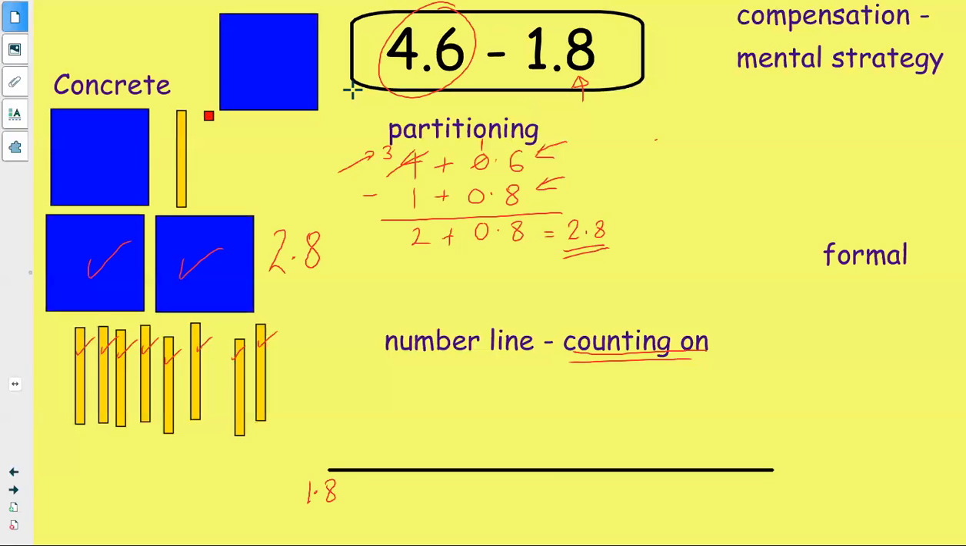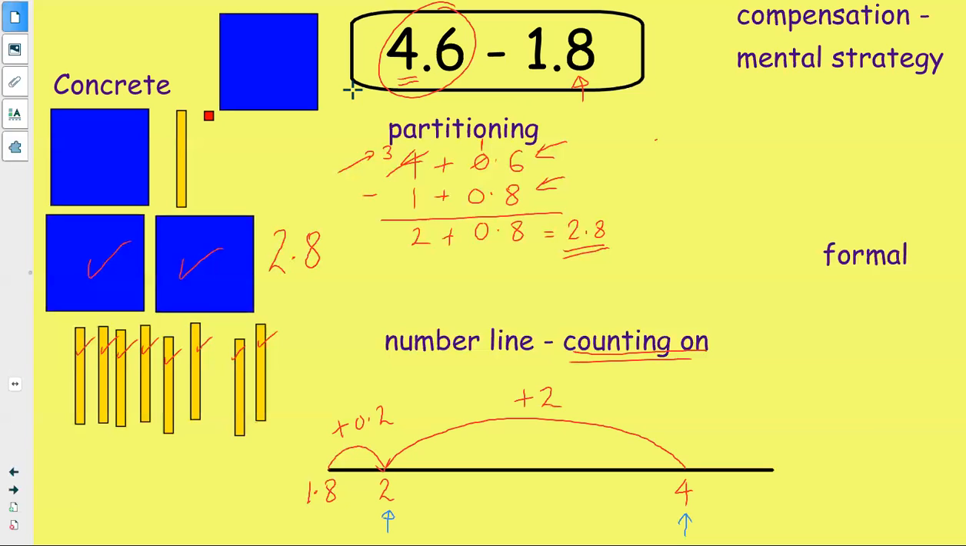So again, you're going to talk about friendly numbers, so you're going to make a little jump. What would be the next friendly number after 1.8? A nice whole number, a nice friendly number would be 2. So what do you add to 1.8 to get to 2? You add on 0.2. Now our target, remember, is 4.6. So I'm going to make another jump to 4. What did I do to this 2 to get to this 4? I added on another 2.